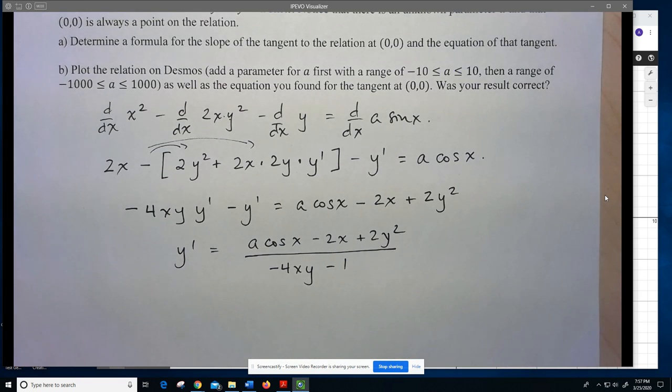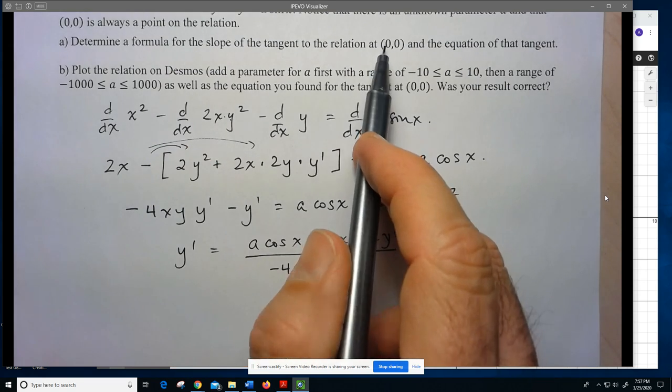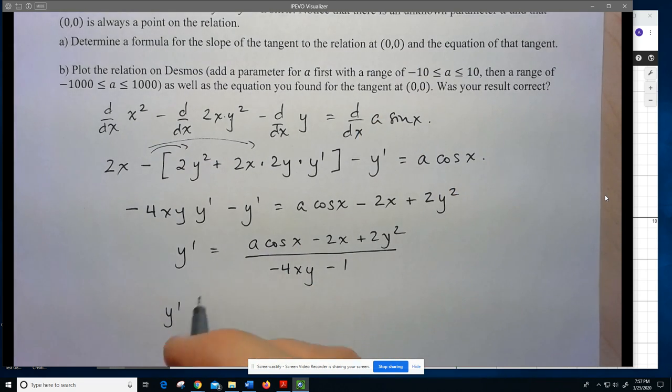All right. And what we want is the slope of the tangent at (0, 0). So in other words, what we want is the derivative evaluated at (0, 0).